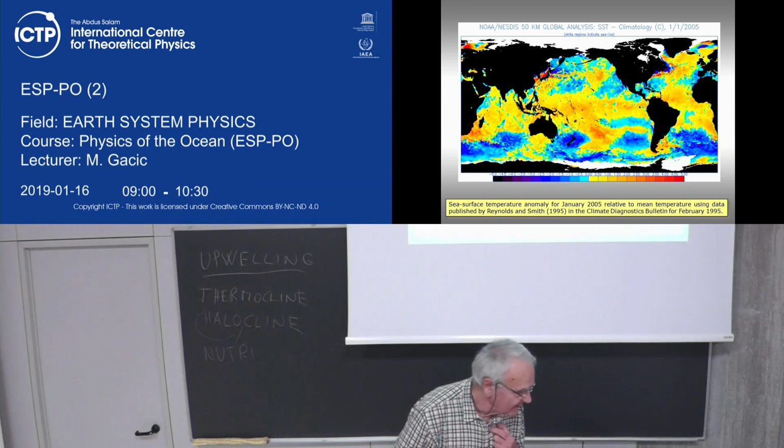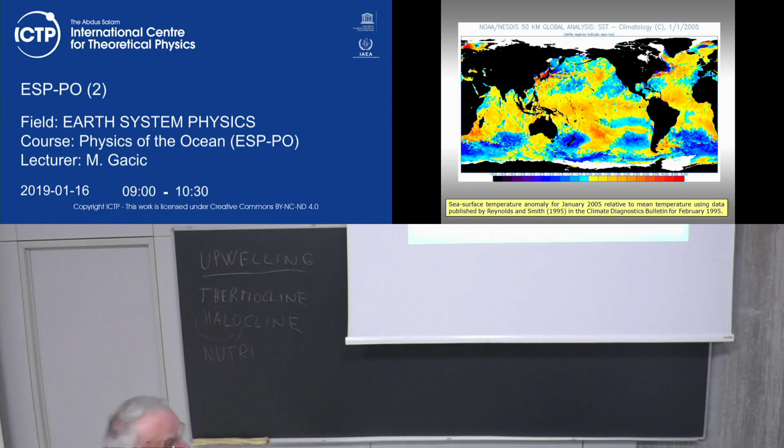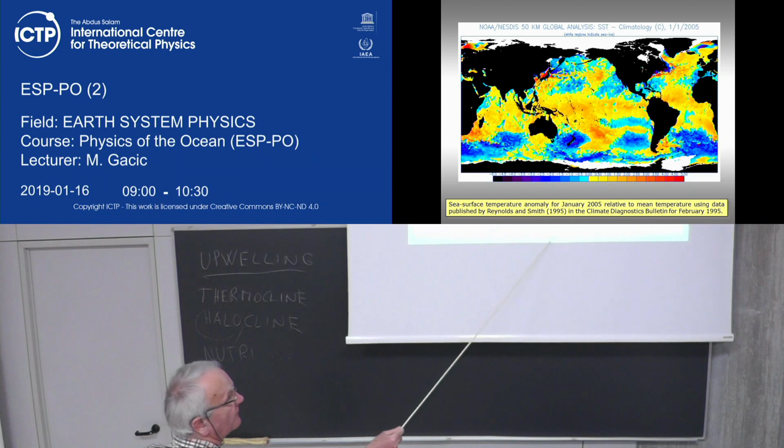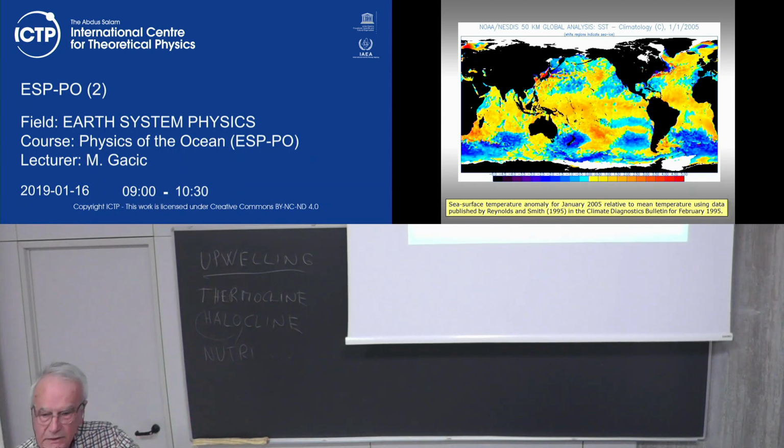Okay, so this is something which gives you an idea how, on a long time scale, the sea surface temperature changes. This is the sea surface temperature anomaly for January 2005, for a specific year, with respect to the long-term climatology. Why is this important? Why is this interesting?